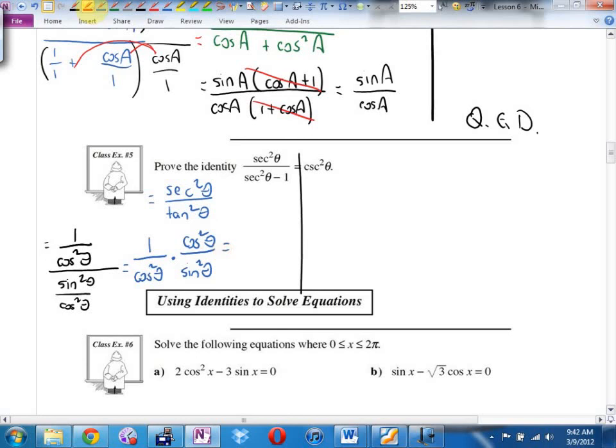Brianna, how many cos squareds on top? How many cos squareds on the bottom? Yes? And I get 1 over sine squared. Okay, I'll write that. And what is 1 over sine squared, Brianna? Cosecant squared? Q, E, D.